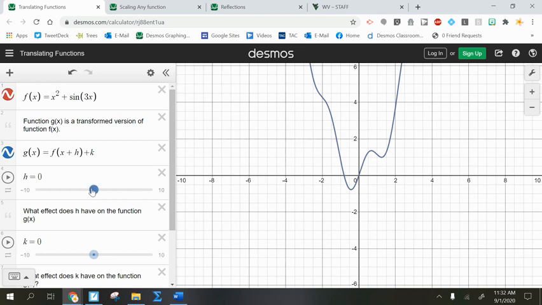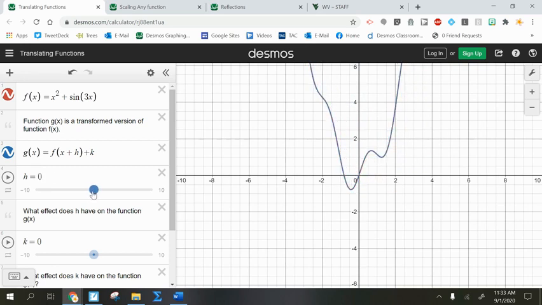When I take the H and I move it, so basically I make the H be positive, so this would be x plus 1, and then this would be like x plus 3. You can see that it's moving to the left. And then when I make the H negative, so this would be like x minus 3, it's moving to the right.